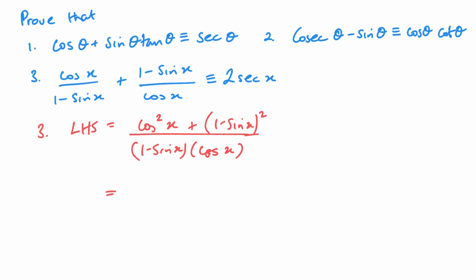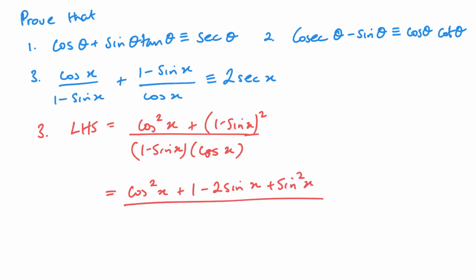Now at this point we want to expand the top. So cos squared x plus 1 minus 2 sine x plus sine squared x. And let's expand the bottom. That gives me cos x minus sine x cos x. Oh, that might have been an error on the bottom there. We'll see how it goes.